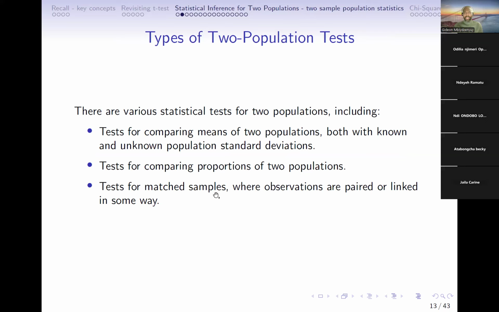Either you're comparing the means of the two populations, both with known and unknown population standard deviations, or you are testing to compare the proportions of the two populations, or you are testing for matched samples, where observations are paired or linked in some way. Whenever there is an instance for one, there is automatically an instance for the other if you have a paired sample. So you have tests for comparing means of two populations, tests for comparing proportions of two populations, and tests for comparing matched samples.